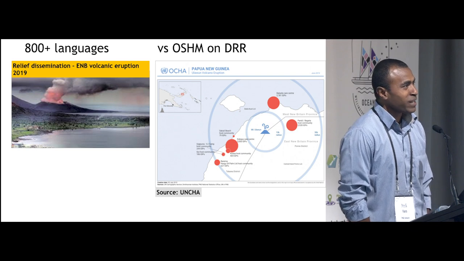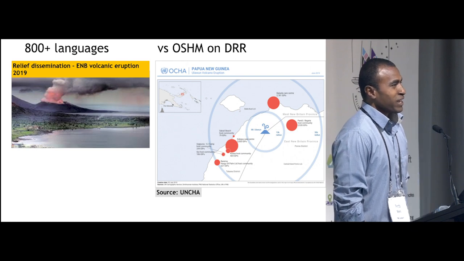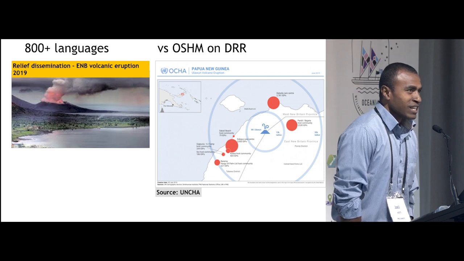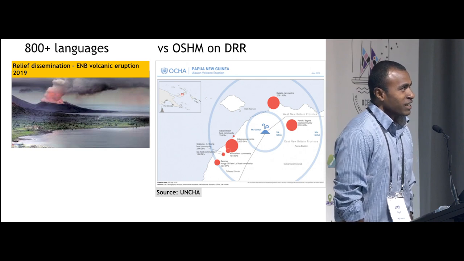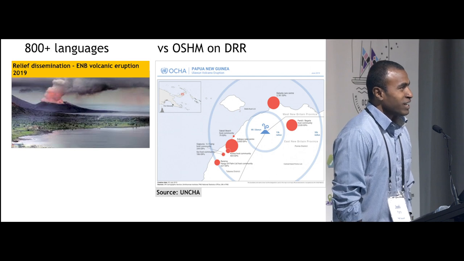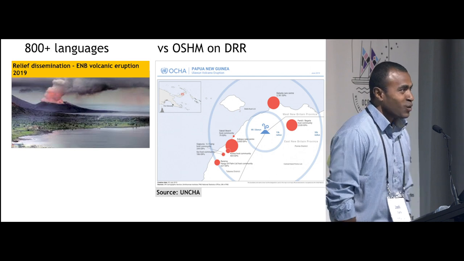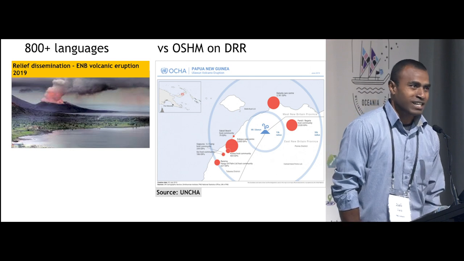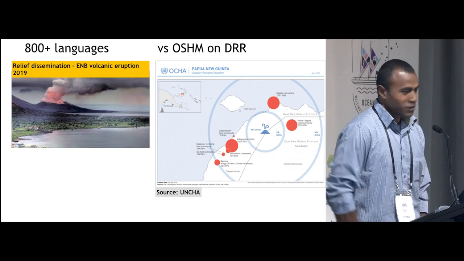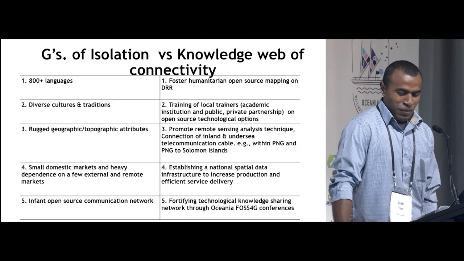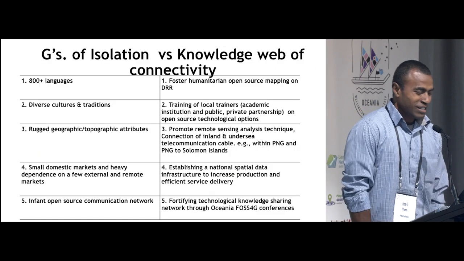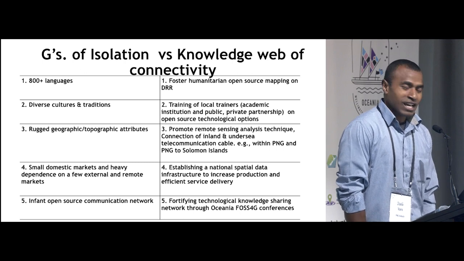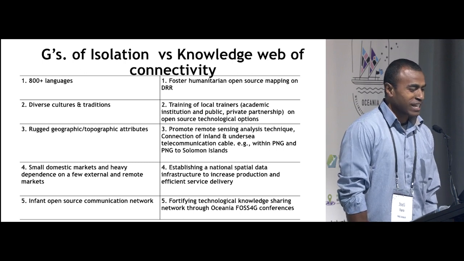The one way in which we can overcome that is using open source mapping, so that people, not only educated people, but the local, the uneducated, can see the maps and know where they are, and their vulnerabilities for what disaster they are vulnerable to. These are the giants that I highlighted, the diverse cultures, and the way in which we can address them.